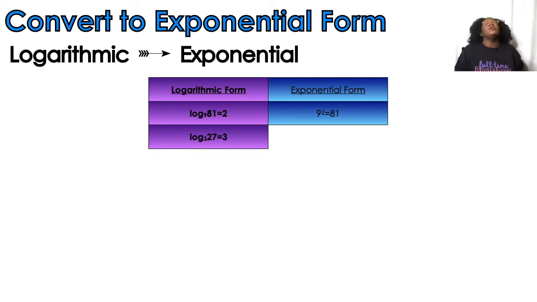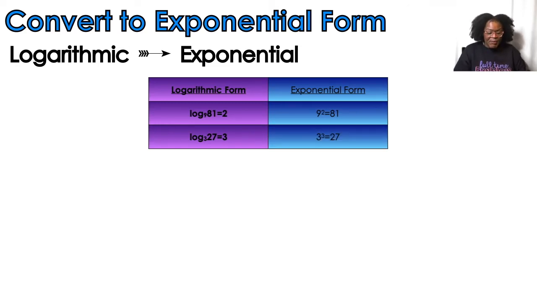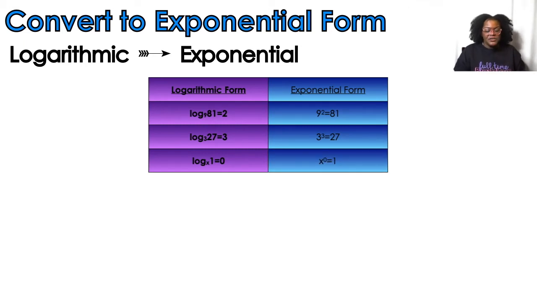Try that next one without me. Pause the video. You got this, okay? Your answer has to be your exponent, right? So 3 cubed equals 27. Log x of 1 equals 0. Your answer has to be your exponent. X to the 0 equals 1. And we know this because anything to the power of 0 equals 1.